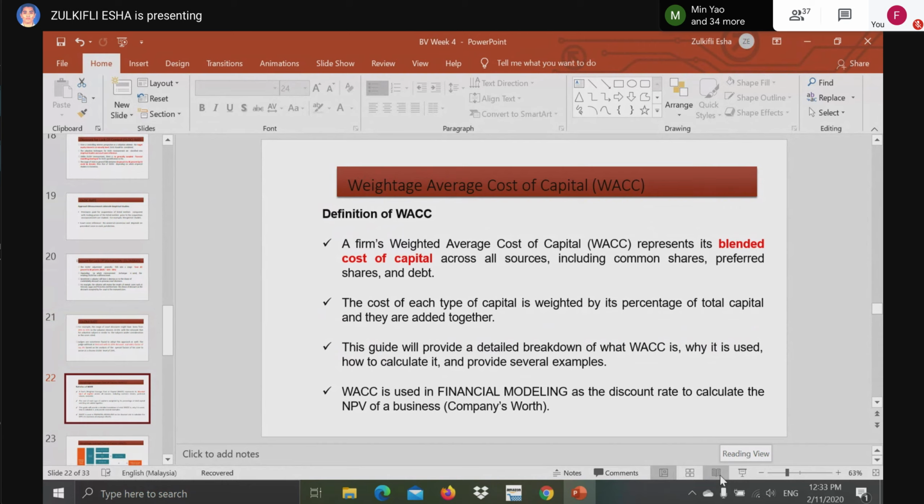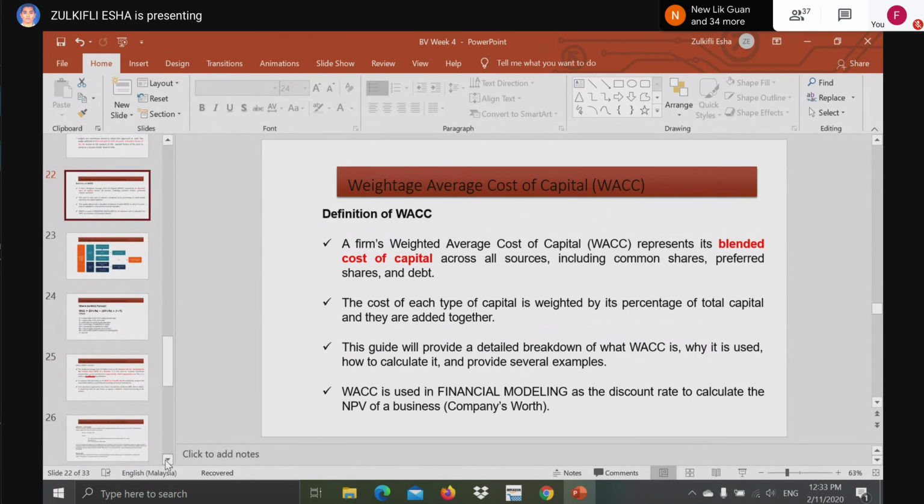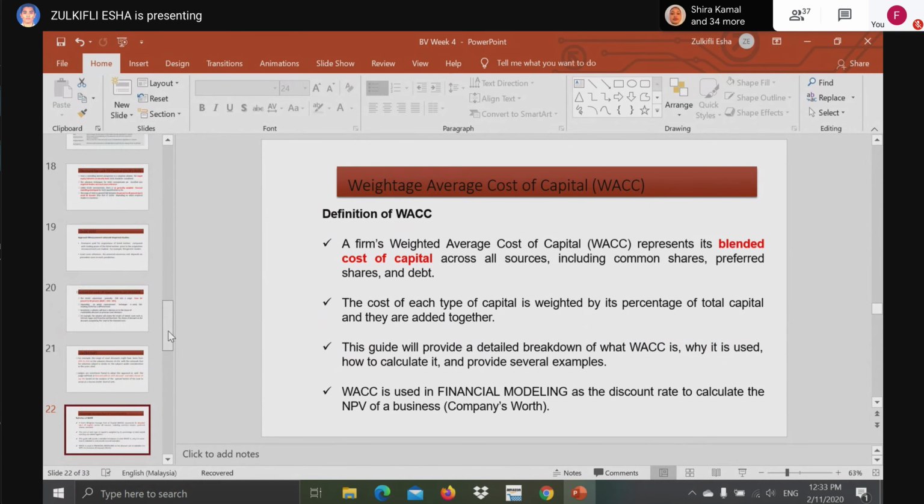So this is WACC. So WACC and CAPM, Capital Asset Pricing Model, is also being used in the business valuation. I think for the WACC and CAPM we will continue next week. So as far as today's lecture is concerned, we will stop at the law.